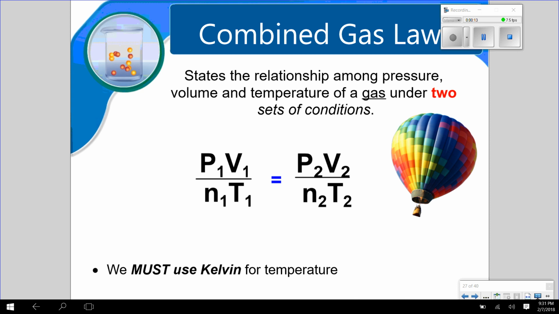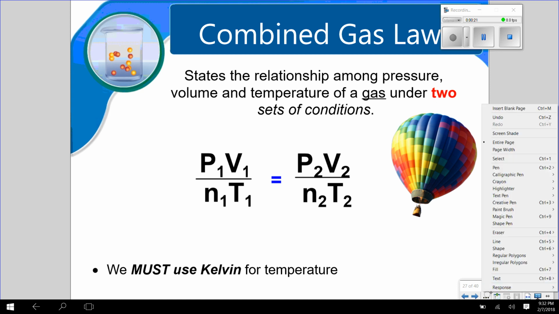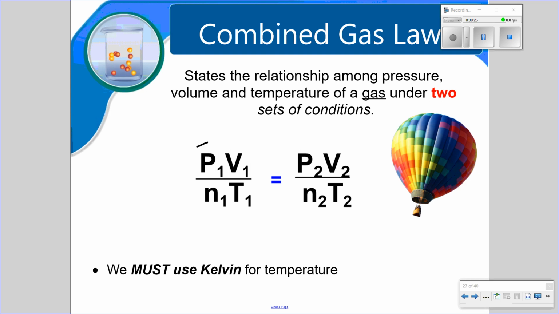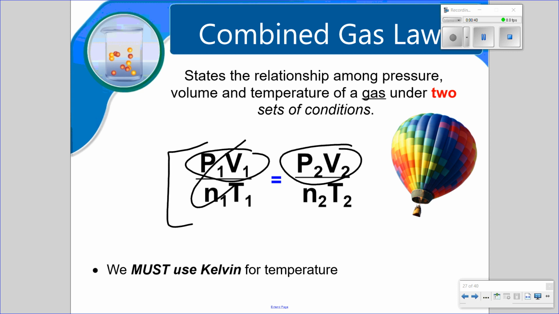So the combined gas law states the relationship amongst pressure, volume, temperature, and number of moles of a gas under two sets of conditions. If you look at the equation for the combined gas law, you'll notice it probably looks fairly familiar. All the different individual gas laws that we have learned about thus far are more or less included in this. You've got Boyle's law here, P1V1 equals P2V2. You've got Avogadro's law here. You've got volume and temperature, Charles's law, and you've also got Gay-Lussac's law, pressure and temperature right here.